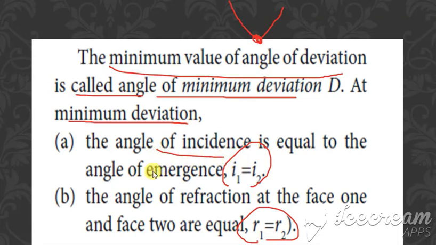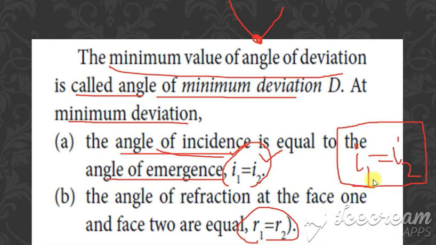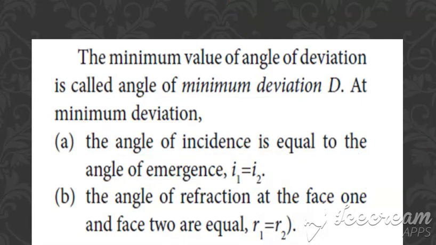is equal to the angle of emergence, which is i2. So i1 is equal to i2. Next, the angles of refraction are equal: r1 is equal to r2. So i1 is equal to i2 and r1 is equal to r2. This is the condition of angle of minimum deviation.